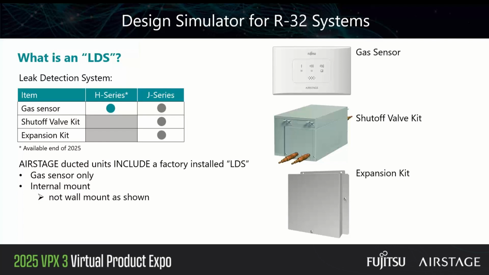So it's important to understand that AIRSTAGE ducted units include, in capital letters there, a factory-installed leak detection system, but it's the gas sensor only. It's an internal mount near the coil. It is not the wall mount as you see, but we can apply a wall mount gas sensor even with a ducted unit. So we'll take a look as far as when and why we would need to do that.